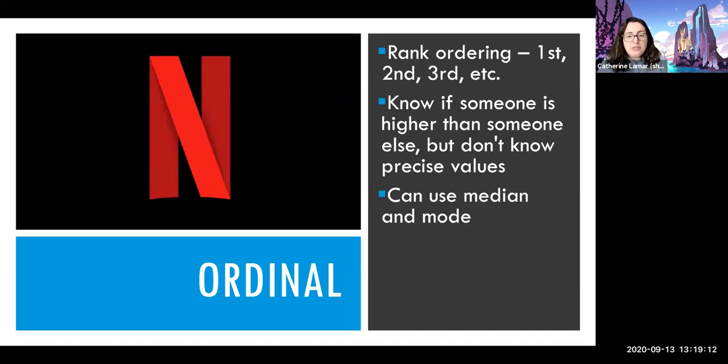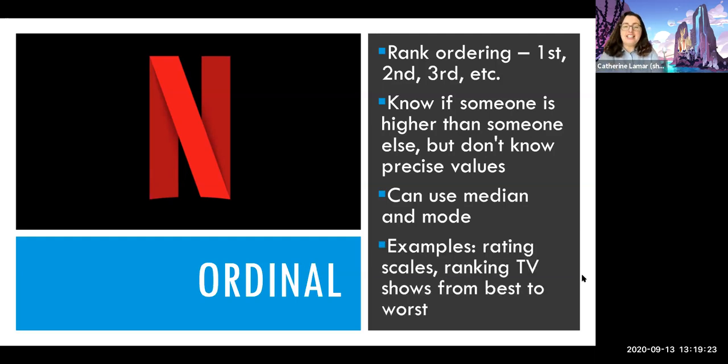Now this means that you can use the median, the middle value, to report ordinal scales, and also the mode. But the mean is not an appropriate calculation for this. And classic examples of ordinal scales are things like rating scales, like rate the extent to which you agree or disagree with the following statement: I like watching Netflix, or something like that. If someone strongly agrees with that, you know that they experience more agreement than someone who disagrees, right? If someone says that they strongly agree that they enjoy watching Netflix, they clearly enjoy that more than someone who disagrees with that statement.